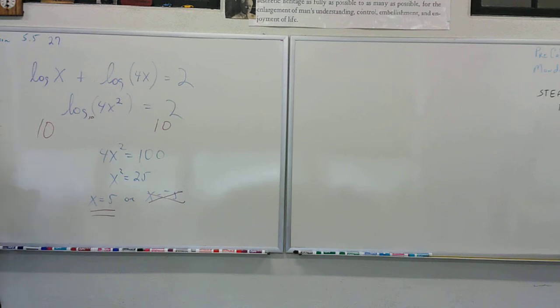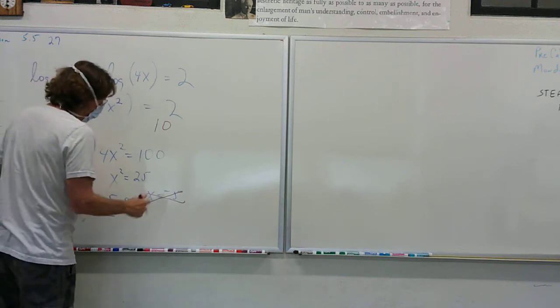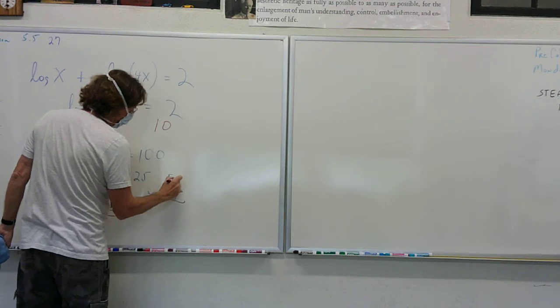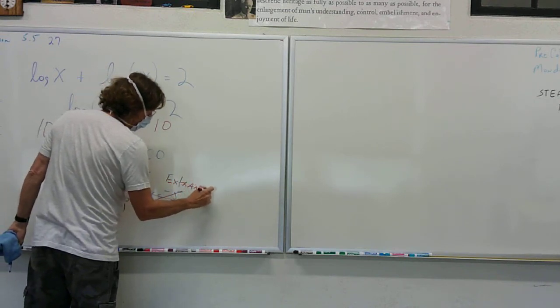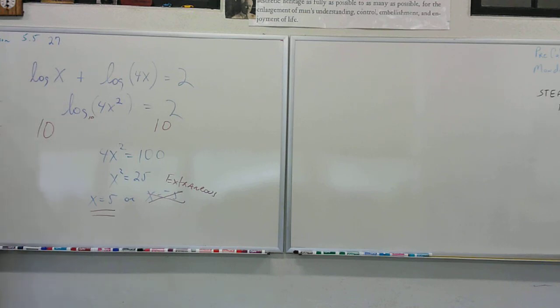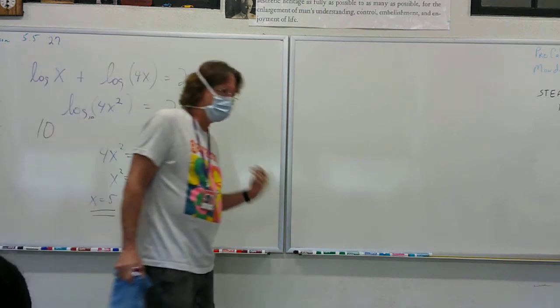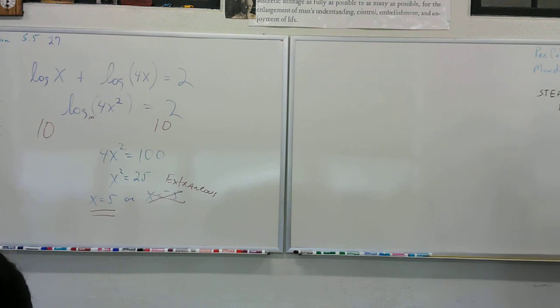Always, when you're testing them to make sure they're legitimate solutions, you have to check in the original. The numbers like this are called extraneous solutions. They're the numbers that you get down there, but they really don't work, at least not within what we know yet.